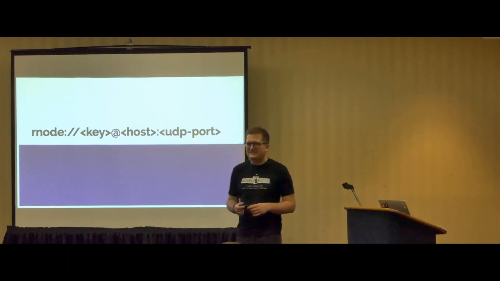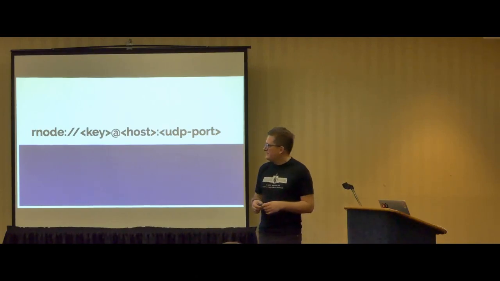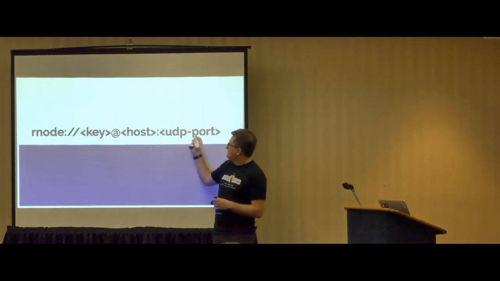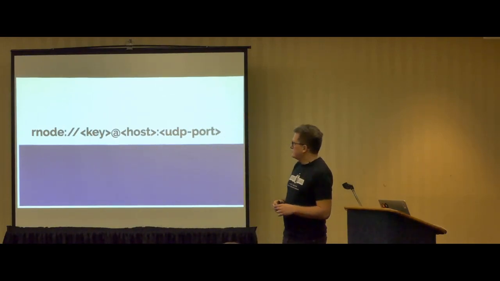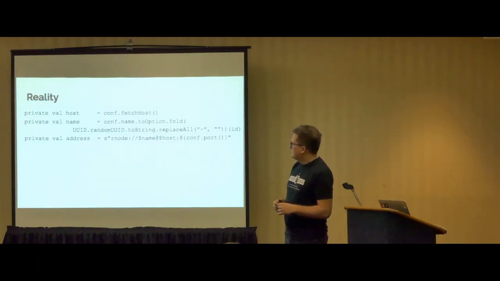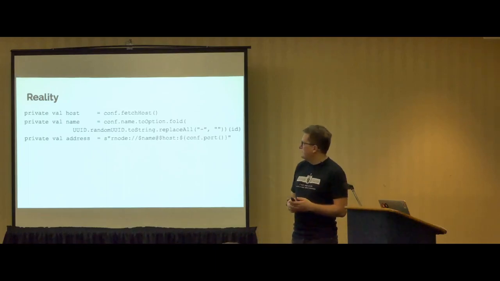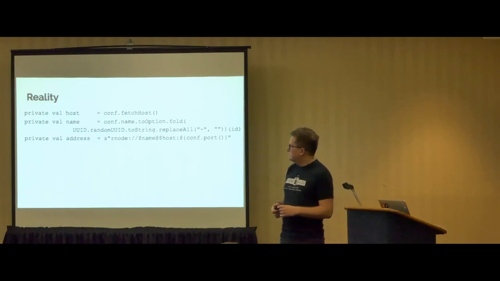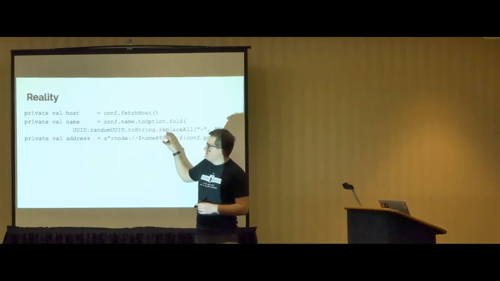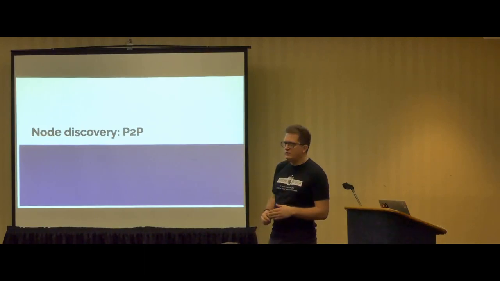All right. So this is how we represent the address of the node. This is what communication is using, and the idea is that you have your host, your UDP port, and the key that identifies your node within the network. Unfortunately that is a lie, at least for now, because this is how it really looks. We generate some UUID and use it as a part of that identification. How the communications will change over time, I hopefully will speak about at the end of this presentation. But for now, just stay with me that that name, even though it's randomly generated as a UUID, identifies the node within the network.